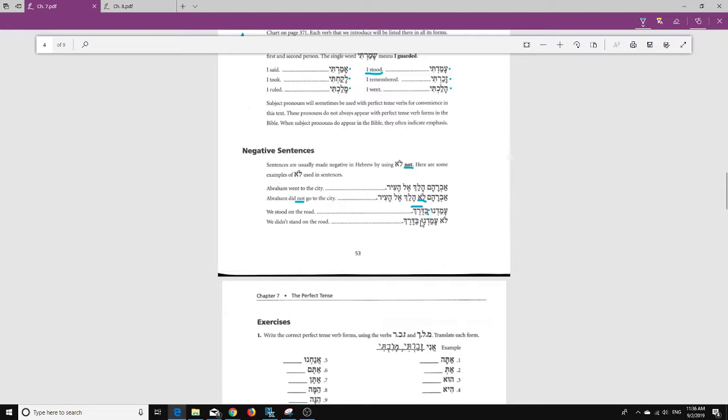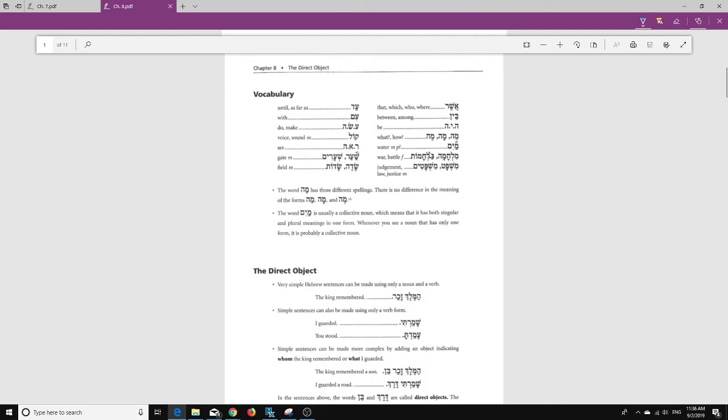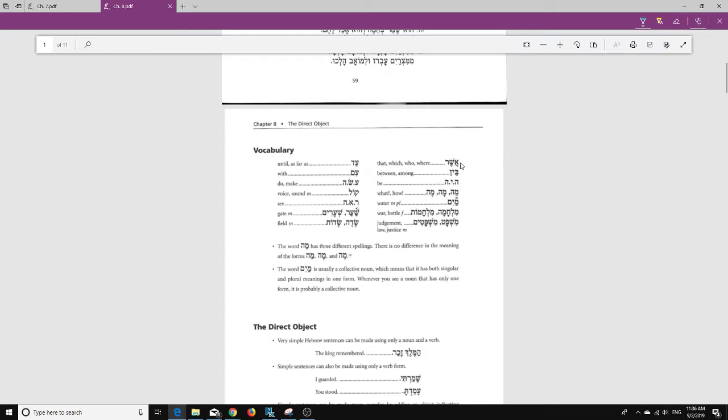Well, let's move on to chapter 8. So we have some more vocabulary here. Asher could mean that, which, who, or where. It can actually mean a lot more things, but for now, we'll just take it as the book gives it to us. So that, which, who, where, asher. Bein could mean between or among. Hayah, hey, yod, hey, is our "to be" verb. So hayah would be "he was."